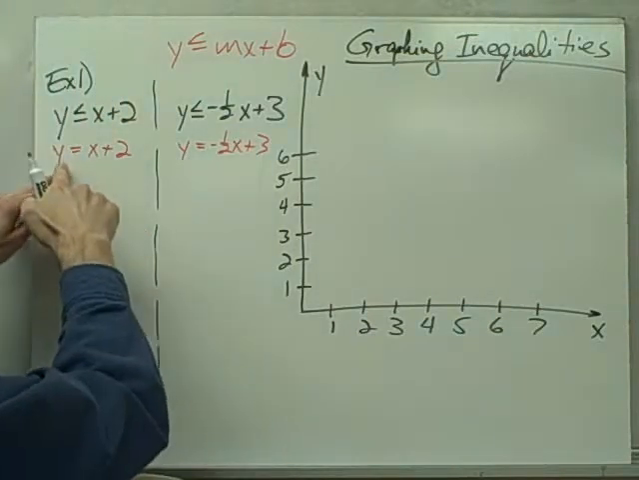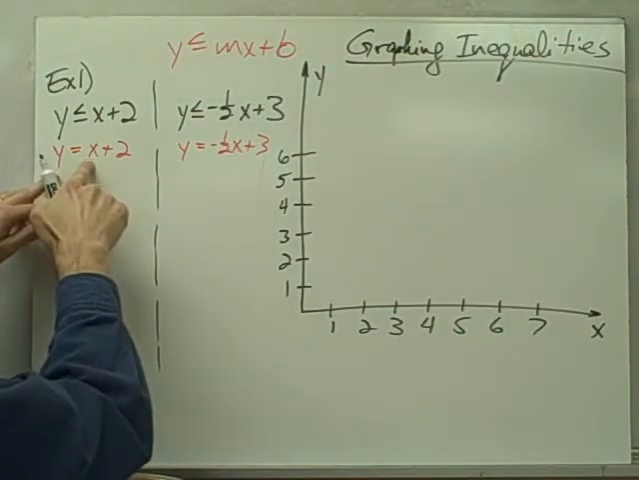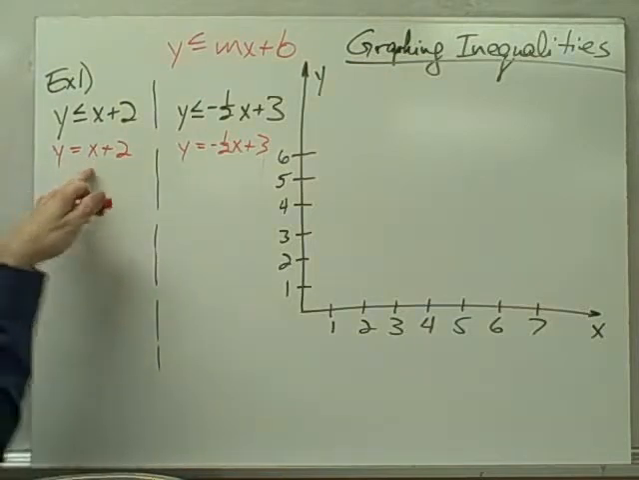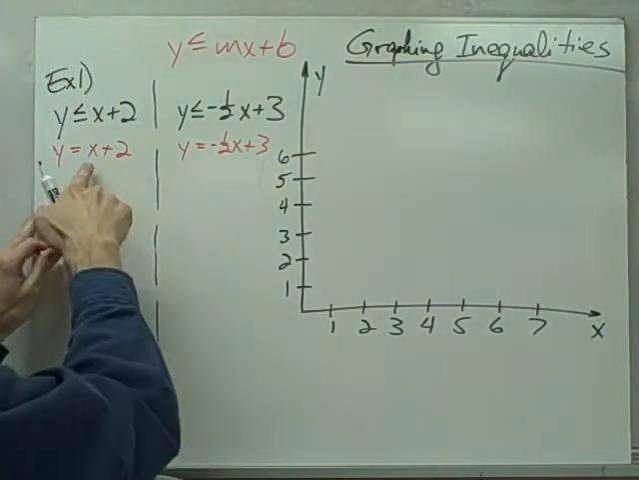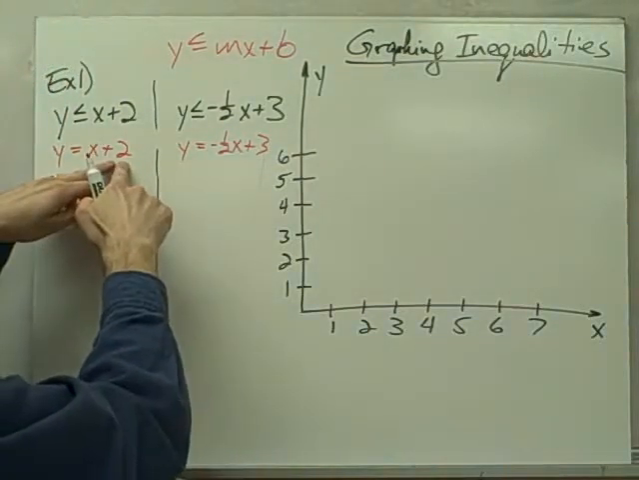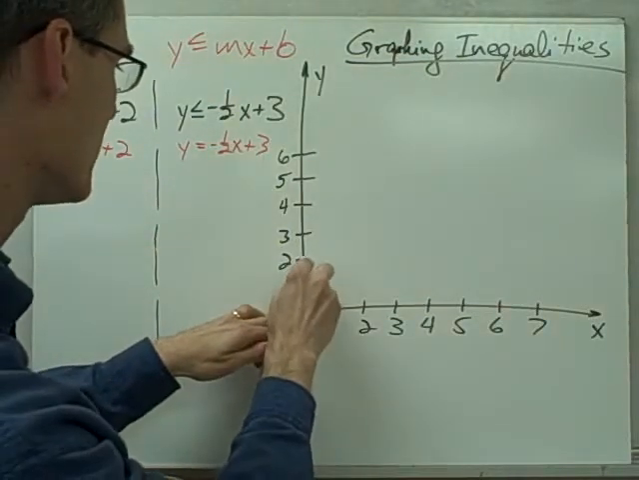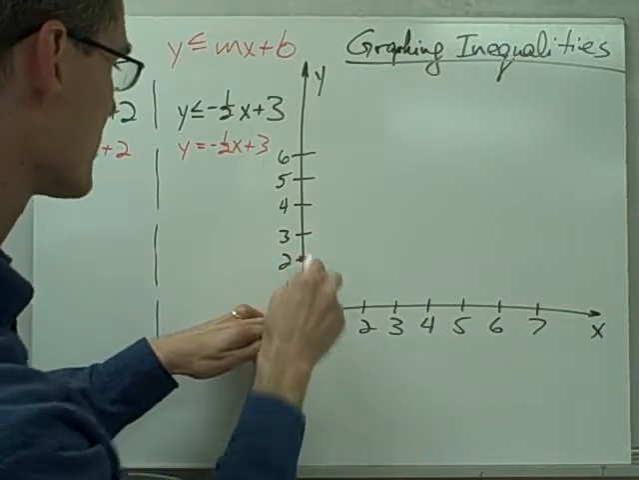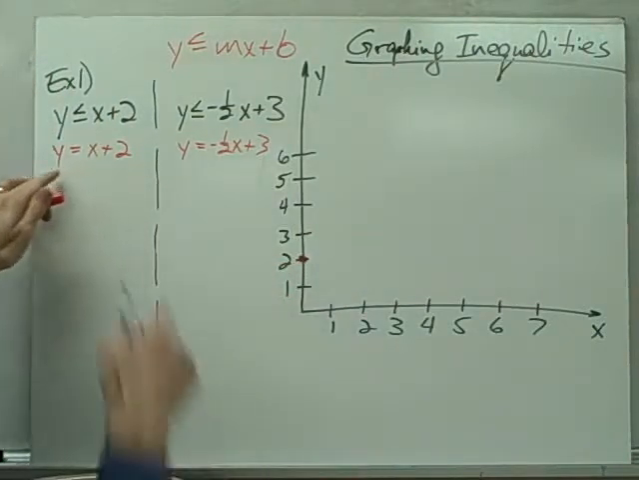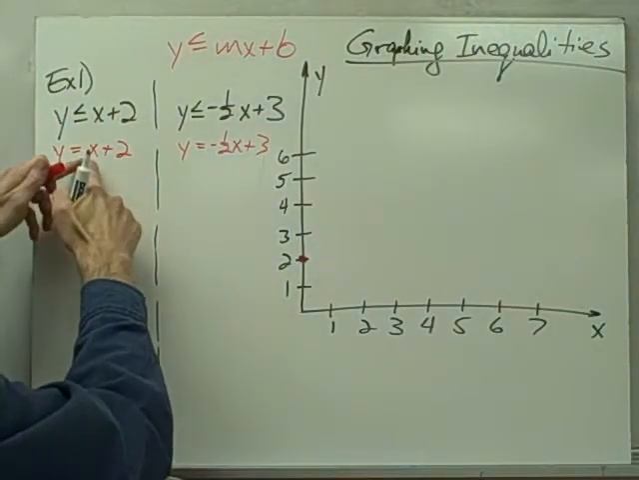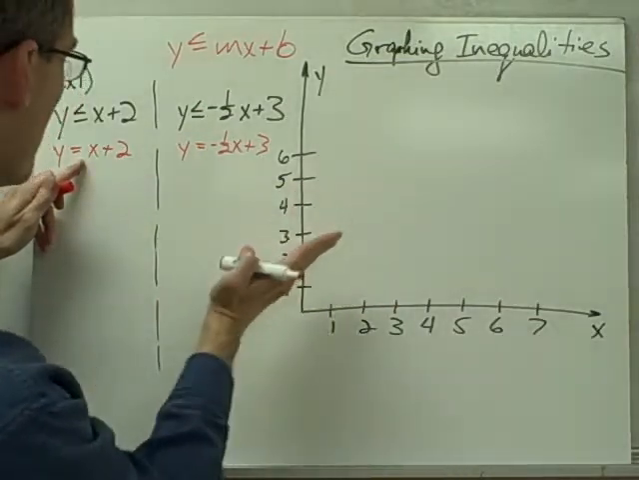So this first one here, I've got the equation of a line. I know what the slope of this line is. The slope is 1. And I also know what the y-intercept is. The y-intercept is 2. So let me graph the y-intercept first. My y-intercept is going to be 2. So there's a point right there that's on this line. It has a slope of 1, so it's going to be going up like this.